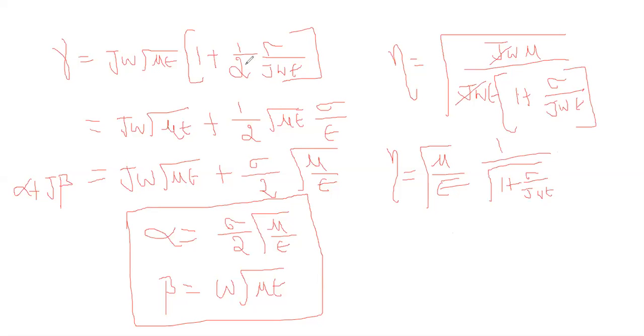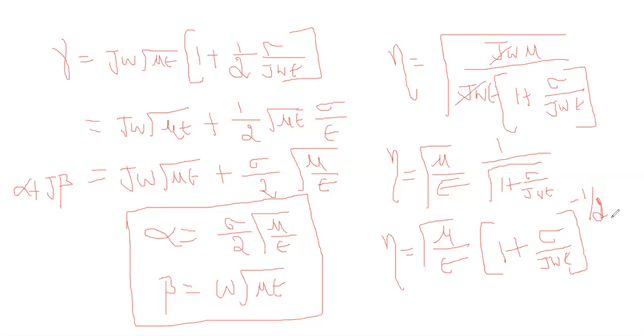But here the 1 plus x we wrote, for that of (1 plus x) whole power n. But here whole power minus 1 by 2 we got. So eta is equal to under root of mu by epsilon, and this is the equation we have: 1 plus sigma by j omega epsilon whole power minus 1 by 2, because it is in the denominator. Whole power minus 1 by 2.